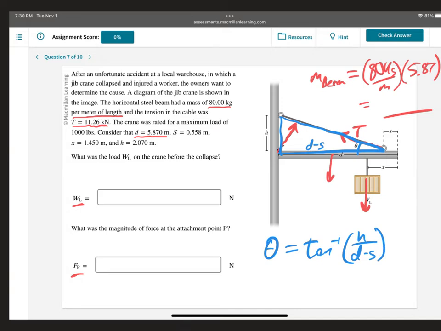All right, so writing down all the stuff that we know, we have the theta, we have the mass of the beam, and we can find the force of gravity on the beam. So I'm just going to call it force of the beam is going to equal the mass of the beam, which you got up at the top there, times g. We also know the distance d, we know the height h, we know the distance s, the distance x. Those are all given in the problem.